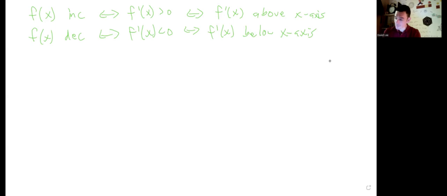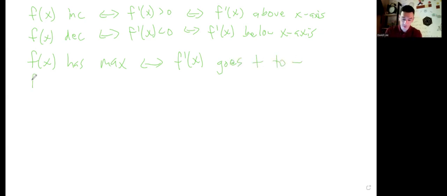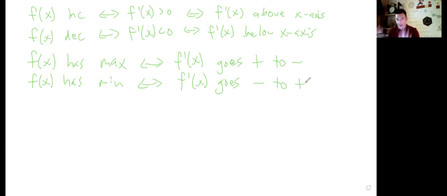Some more comments here. We can say f of x has a maximum when what happens? F of x has a max when the derivative goes positive to negative. So f prime goes positive to negative. One more sentence. We can say f of x has a minimum. Under what condition? When the derivative goes negative to suddenly positive. Let me leave these facts there.